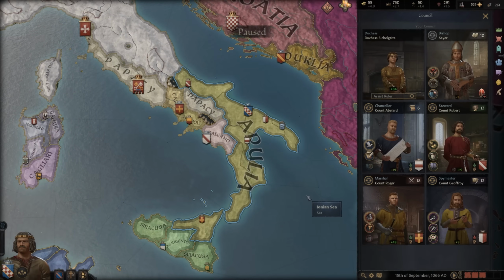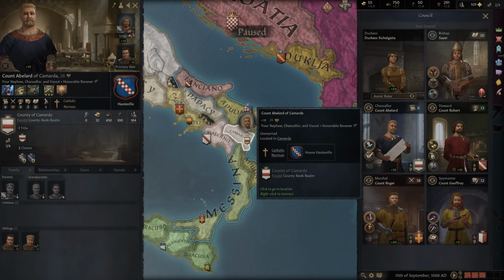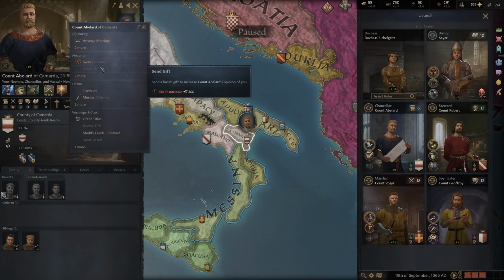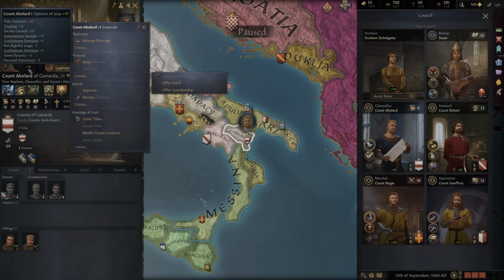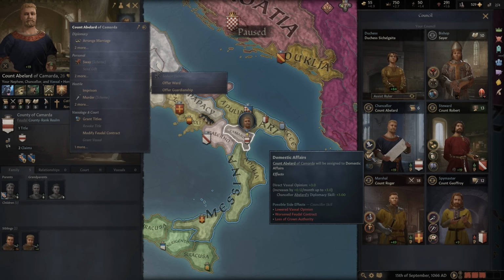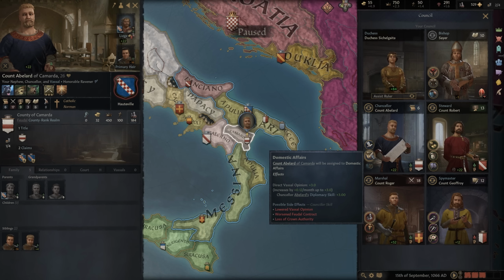As you grow your territory, you're going to deal with the situation of a powerful vassal who wants a position on council. When you deal with those situations, you can sway them, you can offer them gifts, you can modify their feudal contracts, which will sometimes help. You can offer them ward or guardianship to help with your opinion of them, and that will help deal with this situation. You can also have your chancellor go to domestic affairs. That will increase the direct vassal opinion of all of your other vassals.